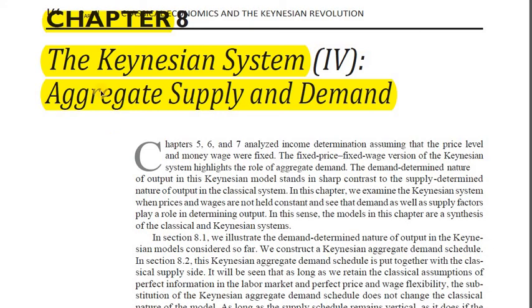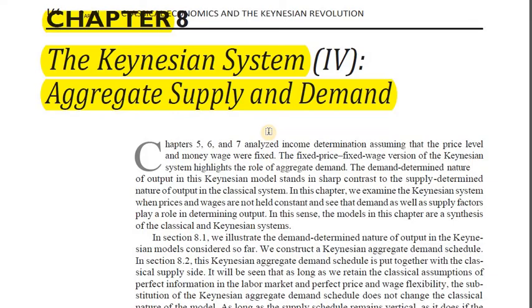So let's get on to covering chapter number 8 of Dornbusch, which is the Keynesian system, aggregate supply and aggregate demand. Up till now, we have studied what the classical system is all about. Basically, in classical economics, the aggregate output or income is supply determined. That is the key takeaway from the classical model.